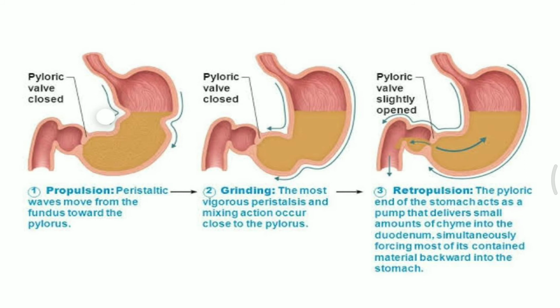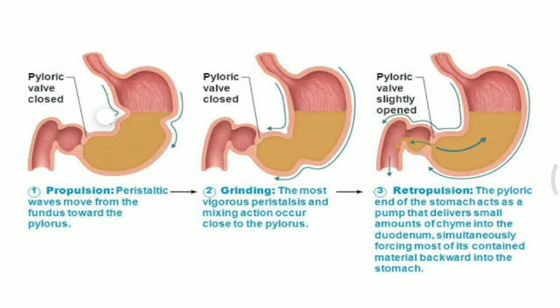So retropulsion is the third phase which occurs in the stomach, and in this phase the pyloric end of the stomach acts as a pump that delivers a small amount of chyme into the duodenum area, and simultaneously it forces most of the food content backwards into the stomach. So a little amount of food is moving to the duodenum, whereas the rest of the food is still present in the stomach, because the stomach will have the acidic pH for the digestion.